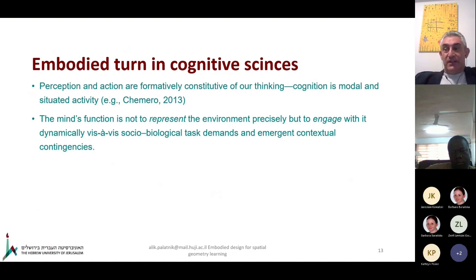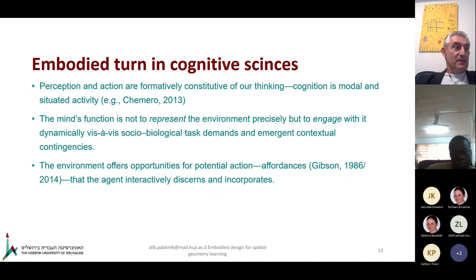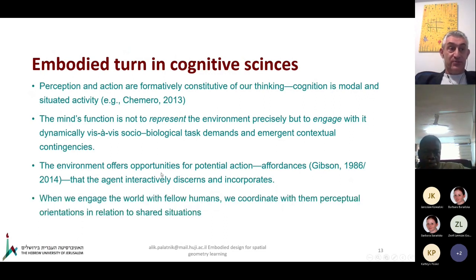And also, an additional postulate from embodied cognition: the mind's function is not to represent the environment precisely, but to engage with it dynamically vis-a-vis social biological task demands and emergent contextual contingencies. So this is a second claim of embodied cognition. And then the environment offers opportunities for potential action, affordances, as ecological psychology following Gibson says, that the agent interactively discerns and incorporates. And when we engage with the world with fellow humans, we coordinate with them perceptual orientation in relation to shared situations. So here I should have cited the work of Goodwin.